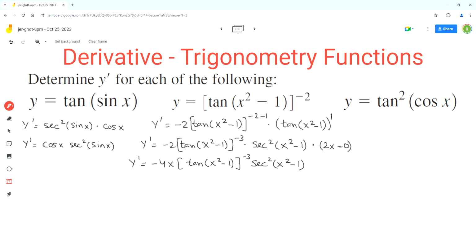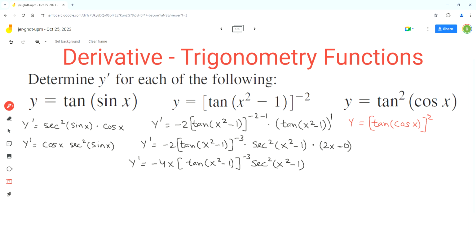Now in this third function, there is a square on the tan. So the first thing is to change this expression to... So the square is on tan. So that means this is a composite function with the outer function being the square function, and then the inner function is also a composite function with the outer function tan and the inner function cosine function. So we'll have to use the chain rule twice.